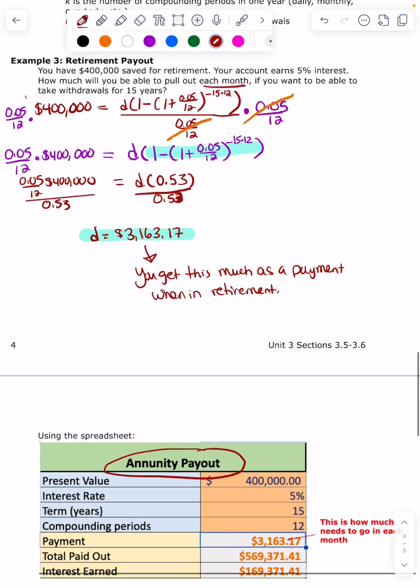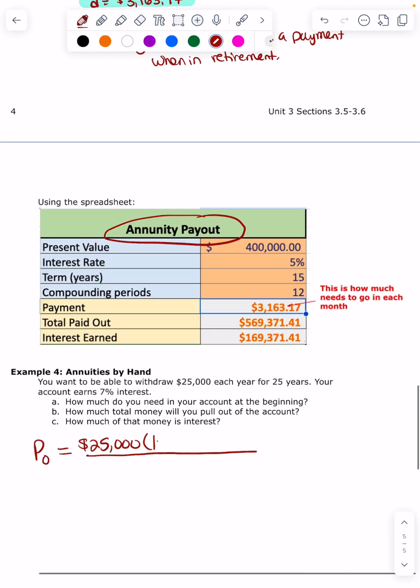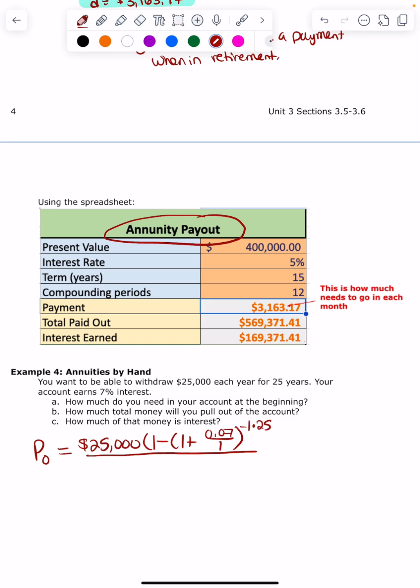1, I can't remember if it's 1 minus, parenthesis, 1 plus 0.07 divided by 1, because it's each year, times -1, or up to the exponent -1 times 25. And then on the bottom, 0.07 over 1. So I'm just going to go into Desmos and put all that in.